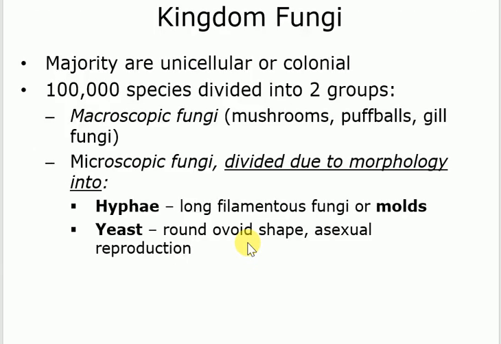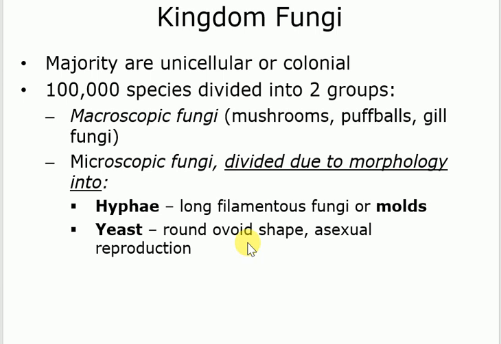So we'll start with the fungus. The fungus is usually unicellular. What does uni mean? One cell. But they can also live in colonies. Okay, a group of these that live together.